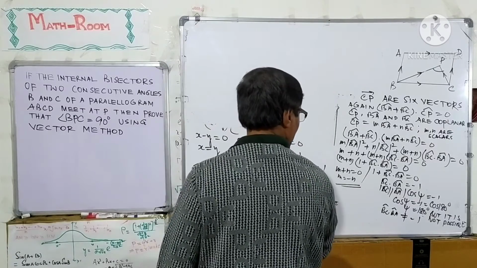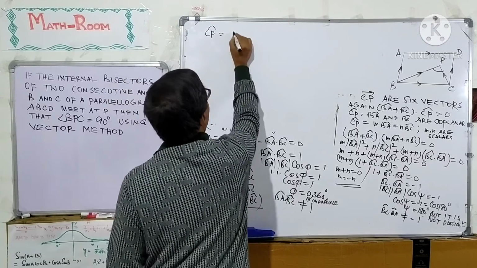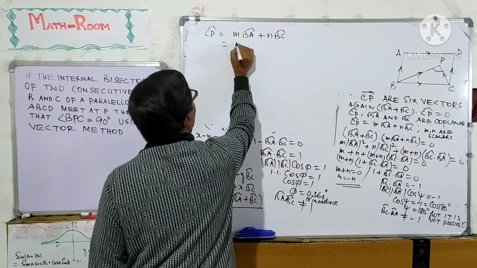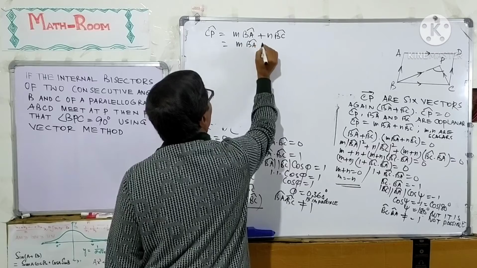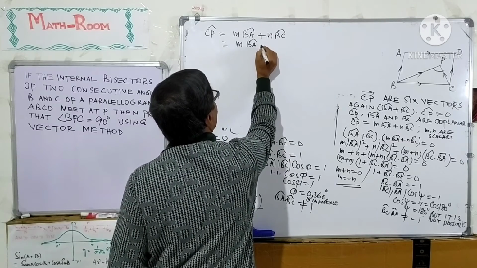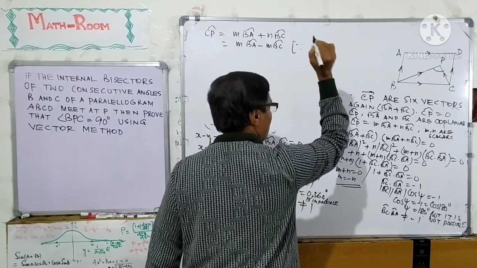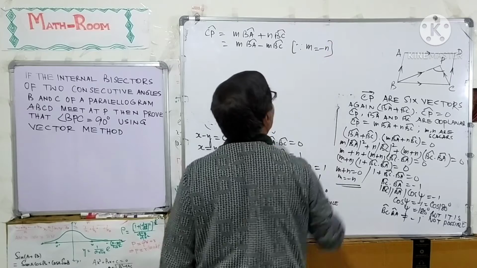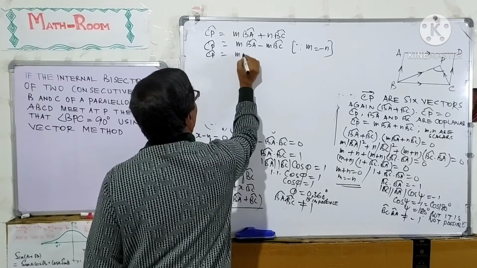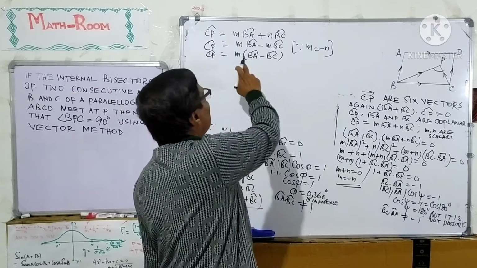So, we can get CP cap equal to M BA cap plus N BC cap, with M equal to minus N, that is N equal to minus M. So, N can be put as minus M, that is minus M BC cap, because M equal to minus N. So, CP cap equal to M into BA cap minus BC cap.